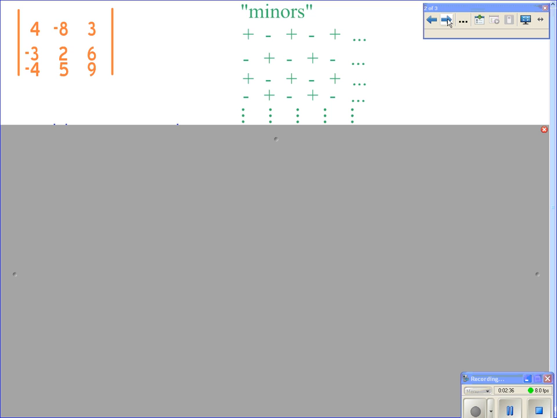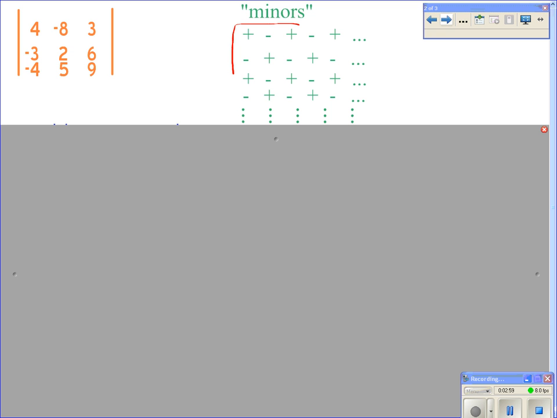Okay, so let's try this 3 by 3. So write down those 9 numbers. And then what's on the right-hand side, these minors? I'm about to tell you that these signs are going to be placed against what's over there.